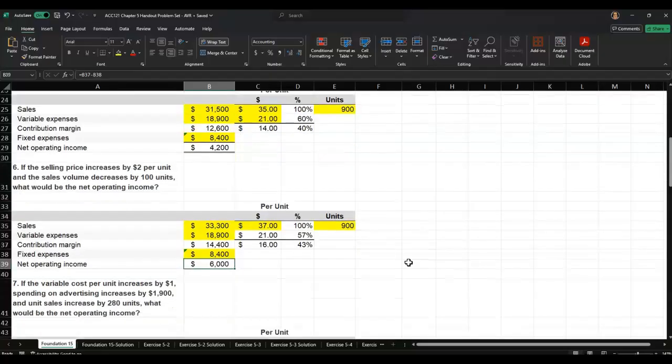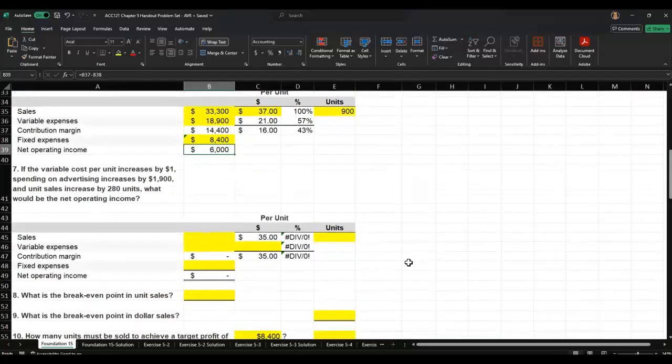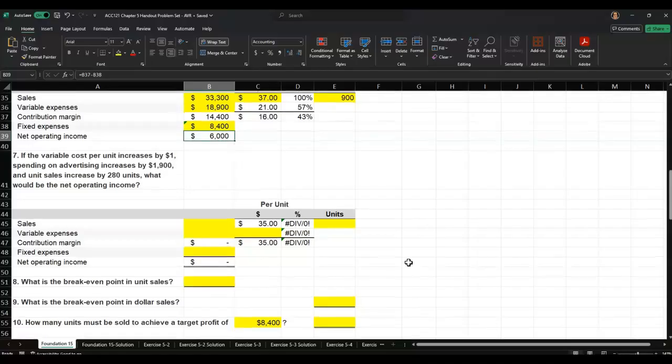Easy enough. So then we start playing with more what-ifs. Okay? And item number 7. They go on to say, if the variable cost per unit increases by $1, spending on advertising increases by $1,900, and unit sales increase by 280 units, what would be the net operating income? So now we've got several things going on here. I don't know which direction you want to attack it. Whichever way you want to do it is totally fine.